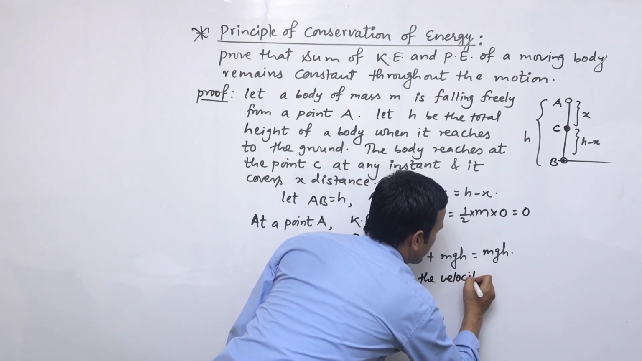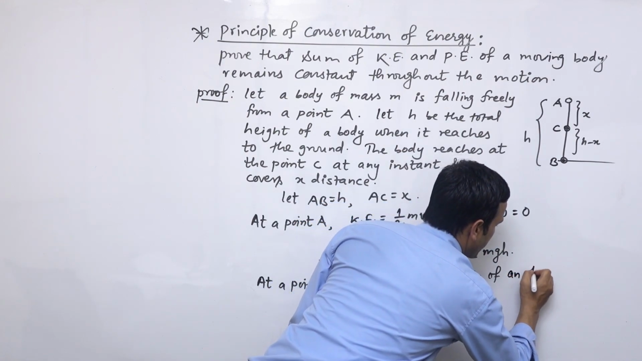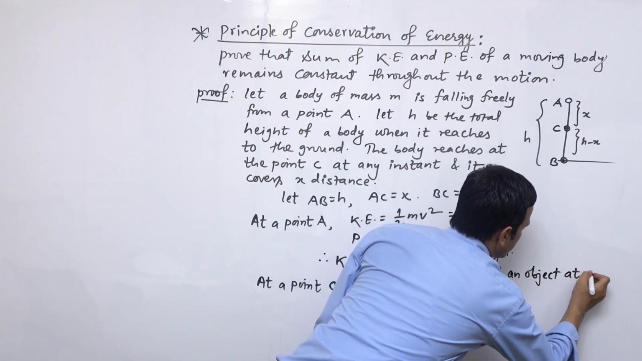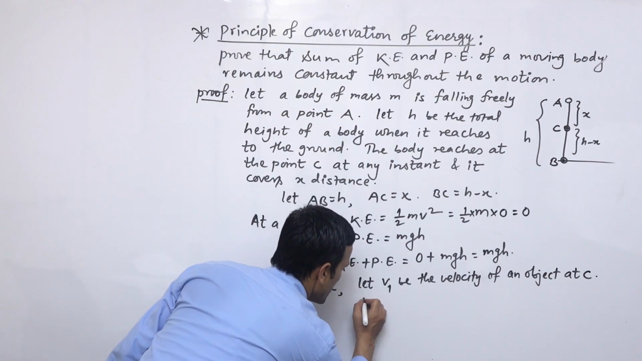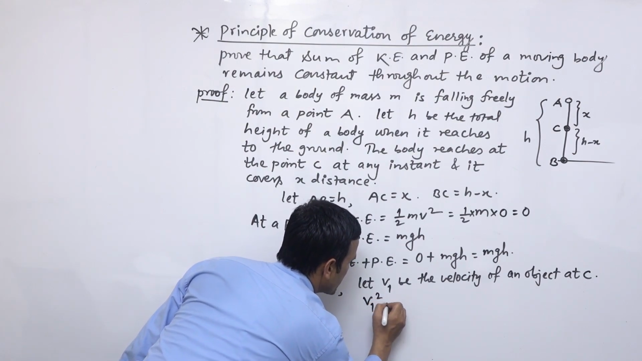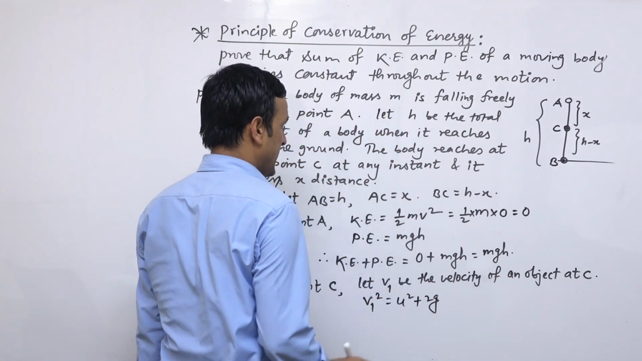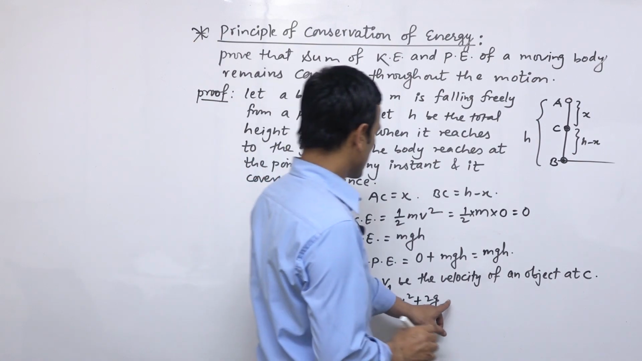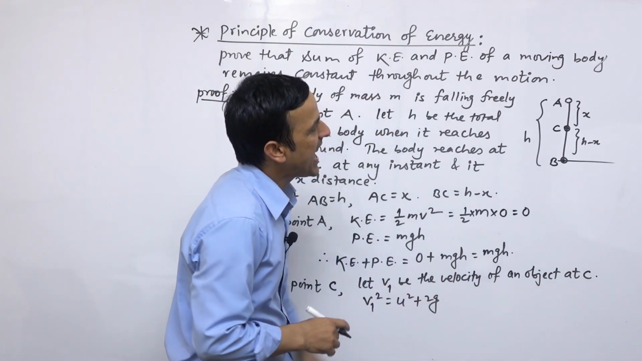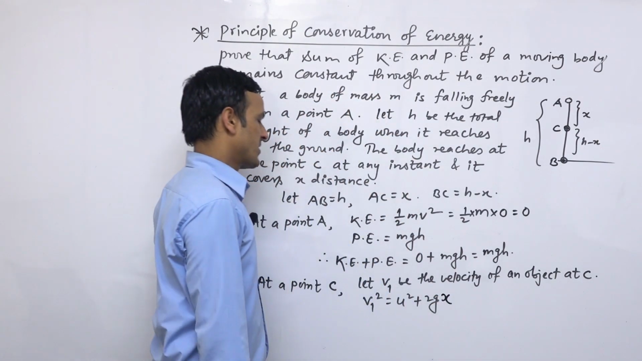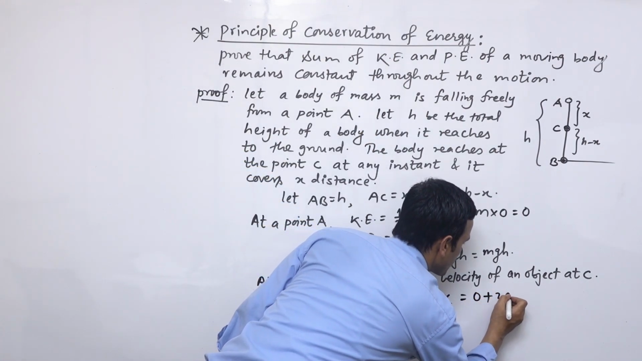be the velocity of the object at C. If the velocity of the object at point C is v1, we can write the formula v1 square is equal to u square plus 2gh. Here, in place of h, the distance covered by that body is x, so write x. So this is the formula, but u square is 0 here, so 0 plus 2gx.